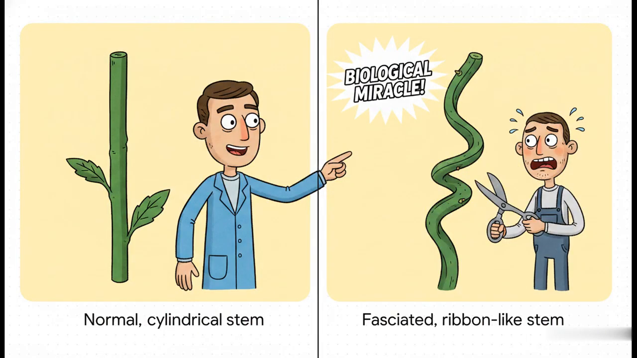Let's look at the basic morphology here. Usually, nature builds these standard, healthy, cylindrical stems. That's what we expect. But then, out of nowhere, we get these warped, flattened, ribbon-like shapes. And most amateur gardeners will see this twisted branch, grab the pruning shears, and just assume their plant is diseased or dying. But what we're actually witnessing isn't a sickness at all. It is a rare, magnificent, biological miracle.